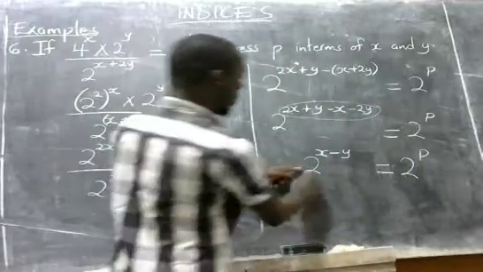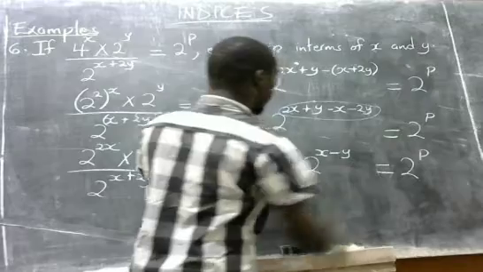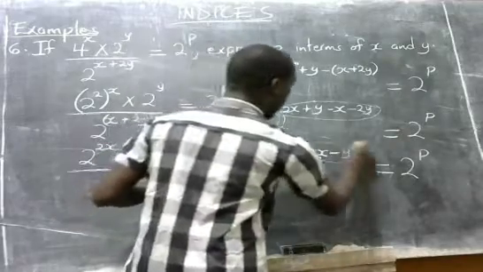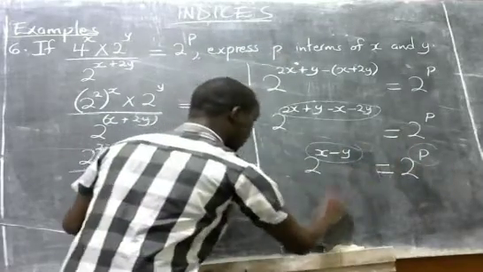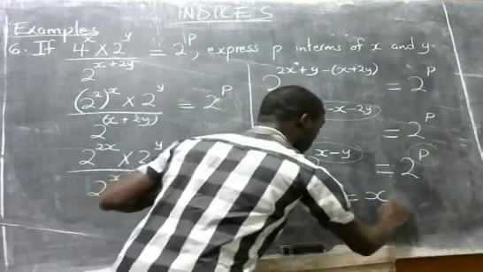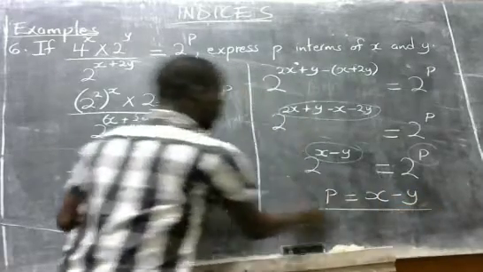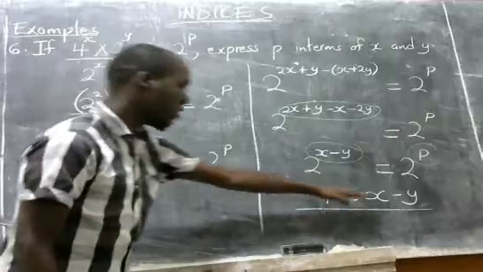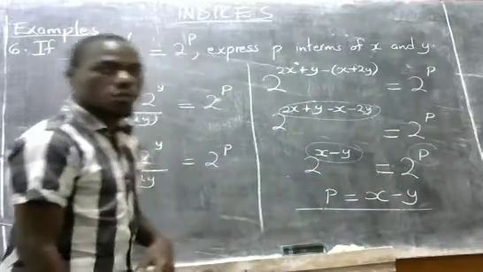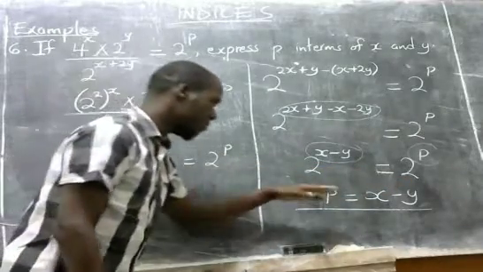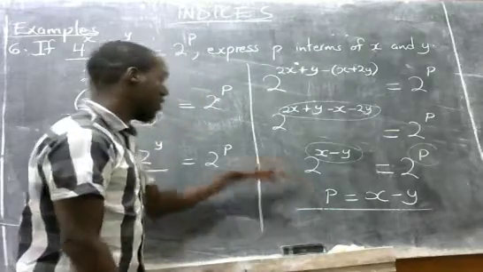Now you can see the base numbers are the same on either sides. That means that the powers are equal. So p is going to be equal to x minus y. So I've expressed p in terms of x and y. In other words, I've made p the subject of the formula.